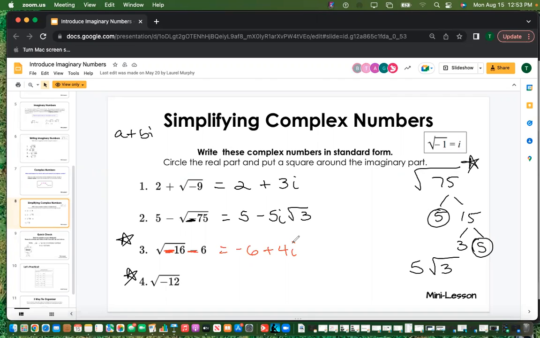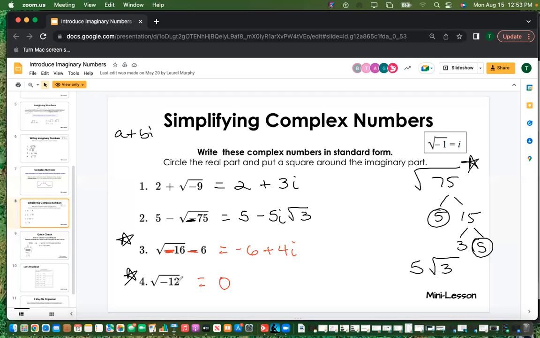Okay. Questions on that one? Okay, so everybody's okay. On number 4, what's the real part? Is there a real part? No. So that's going to be 0 for the real. And it's okay if you didn't write 0, that's fine.